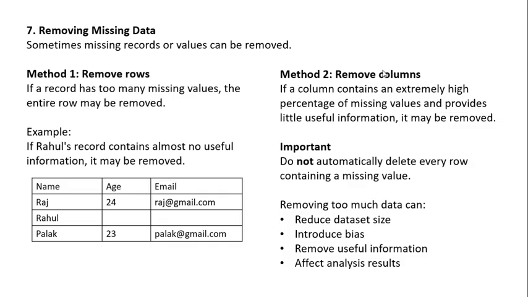And method 2 is remove the columns. If a column has an extremely high percentage of missing values and provides little useful information, it may be removed. Importantly, do not automatically delete every row with missing values, because removing too much data can reduce the dataset size, introduce bias, remove useful information, and affect the analysis result.